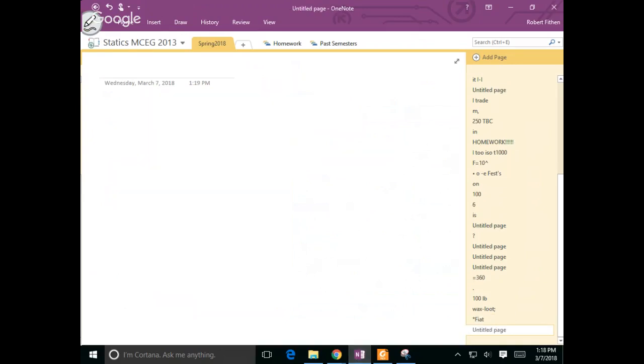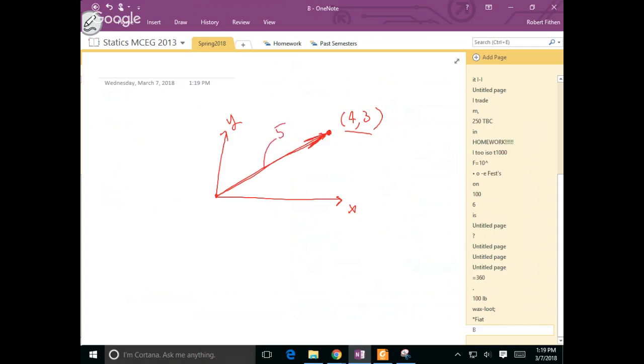Here's a case in point. If you want to just break it into 2, let's say here's Y, here's X, and say this coordinate is at 4 and 3. If this is at point 4 and 3, then what's the length of that vector, do you think? Yeah, it's 5. So if someone were to ask you what R is, it's 4/5 I plus 3/5 J.